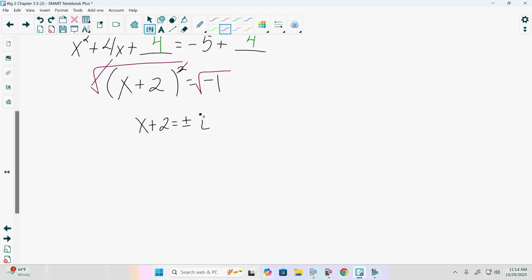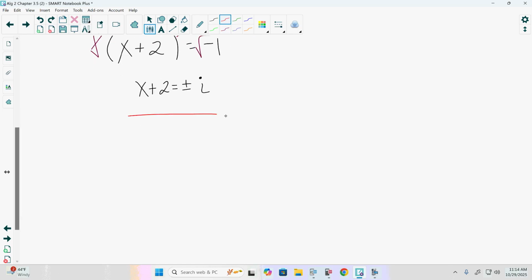Is x by itself? Well, no, so we need to do what? Subtract 2 from both sides, telling us x is equal to negative 2 plus or minus i. Negative 2 and i are not like terms, so that's our answer.